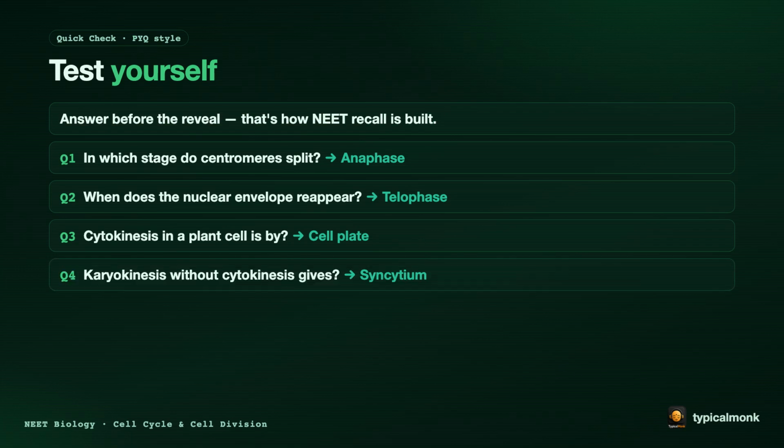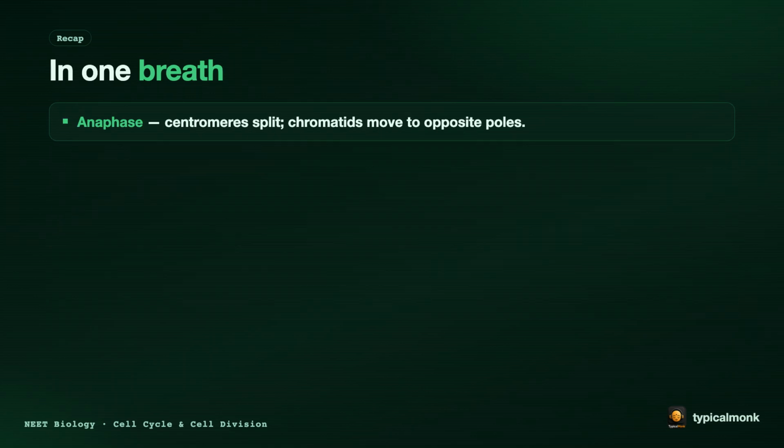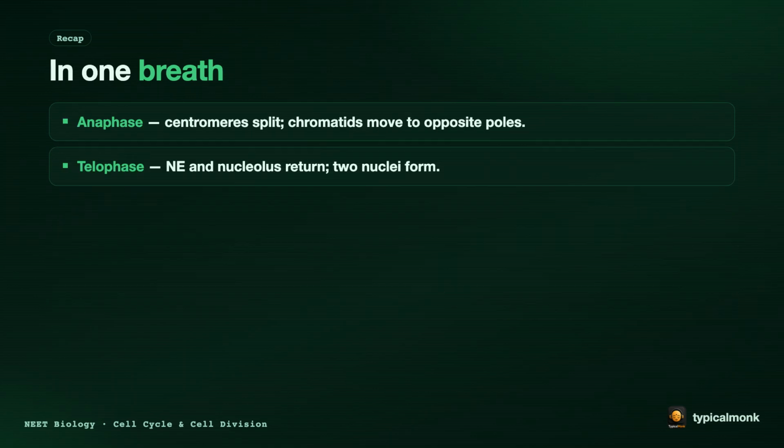By a cell plate. Question 4. Karyokinesis without cytokinesis forms what? A syncytium. Question 5. How many cells does mitosis make? 2 identical diploid. Let's gather it all in one breath.